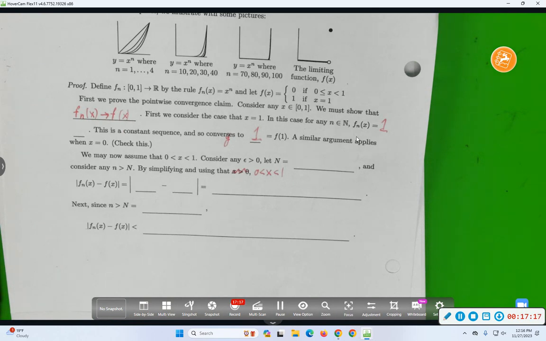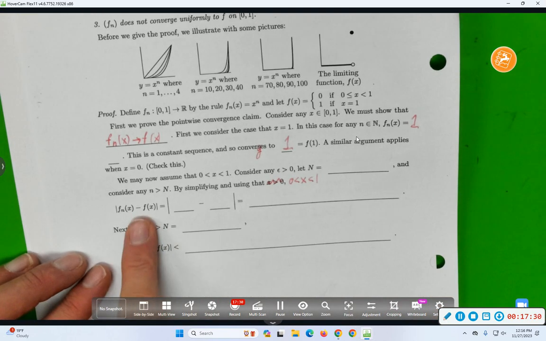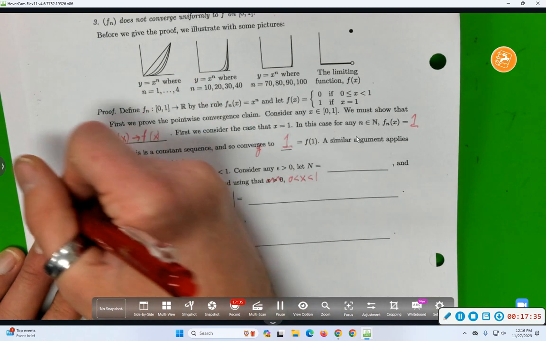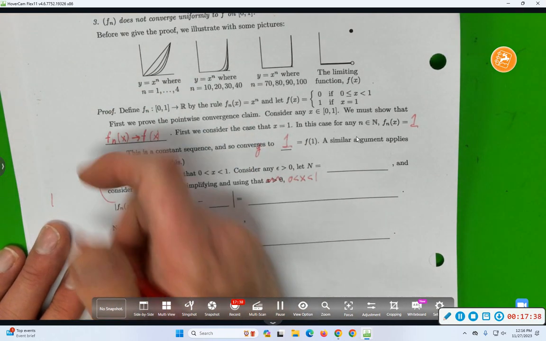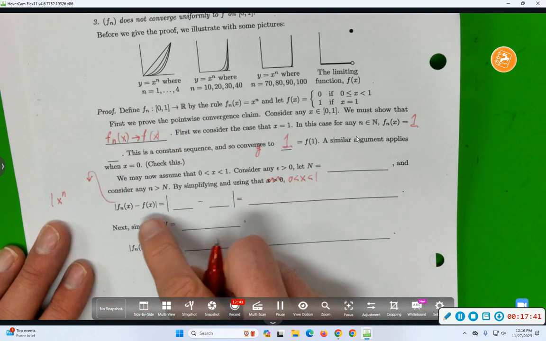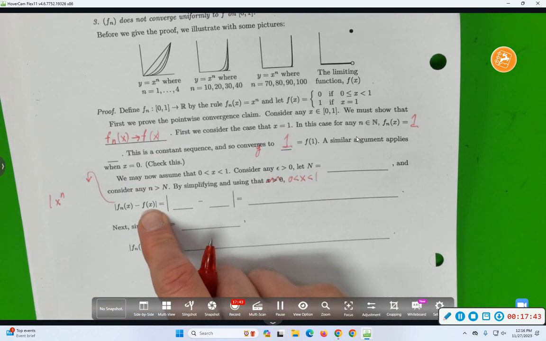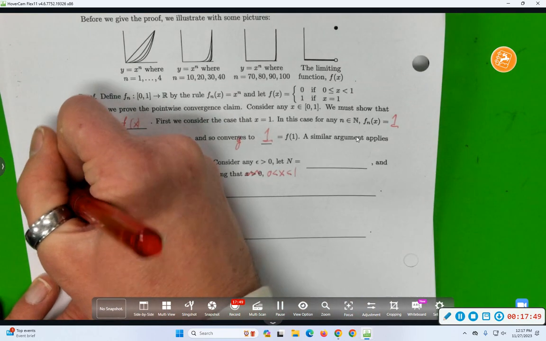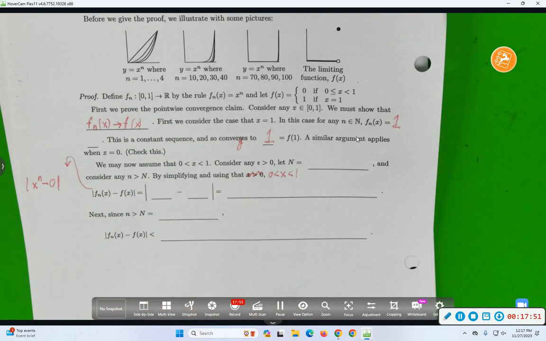So, in the margins or on the board, I want to do the thing where we try to solve an inequality. Here's the thing we want to mess around with. f sub n of x is x to the n. And what is f of x in this case? 0. Cool. I need to show that the difference is small. So let's mess around with that and see what we can do with it. What can we do with that?